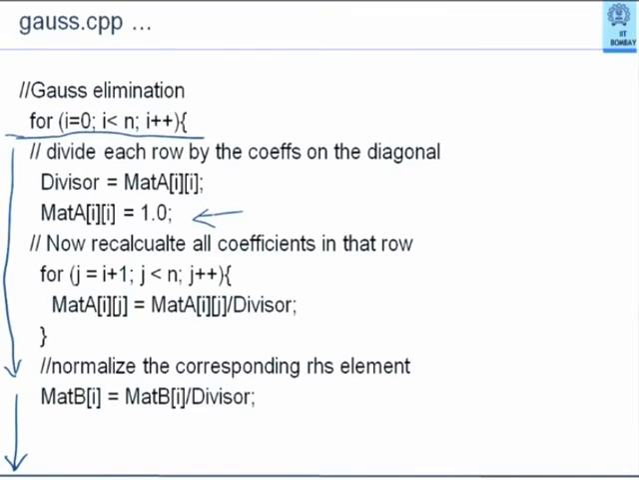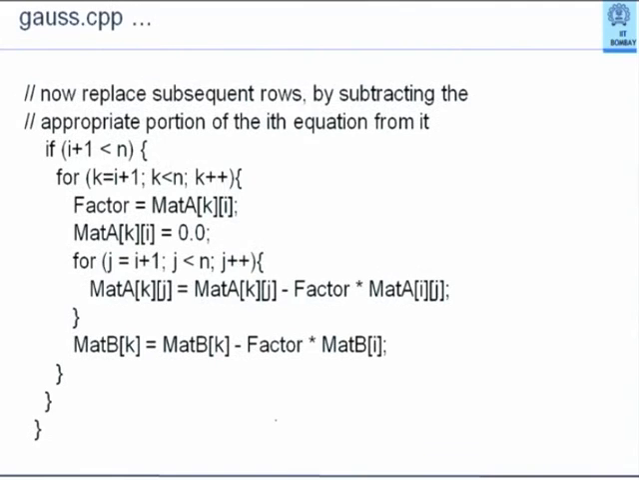That is done. Similarly, I recalculate the corresponding element on the right hand side matrix, which is what I am doing here. So all elements in that row are over, and the corresponding element of the right hand side has been recalculated. Note that right now I have handled only the ith row, nothing else. But now for this value of I, I replace subsequent rows by subtracting the appropriate portion of the ith equation from this.